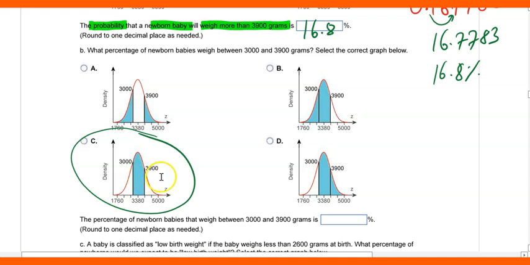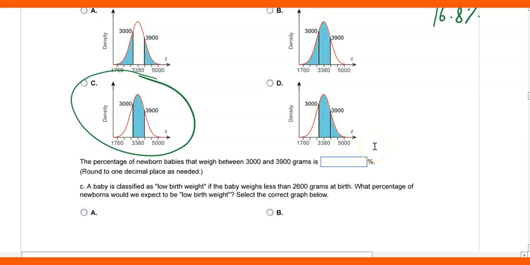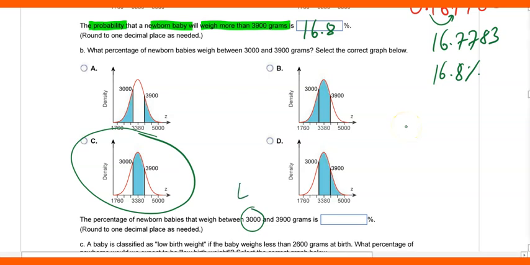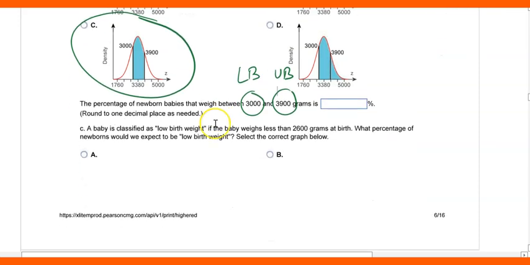Then the next question: how much percentage of this area is it? That's the question. You do the same thing, use normal CDF in the calculator with the lower bound and upper bound, and of course the mean is 3380 and the standard deviation is 540. Use that in the calculator and you get the percentage, which must be 59.1% if you round it to one decimal place. Make sense? Part C.